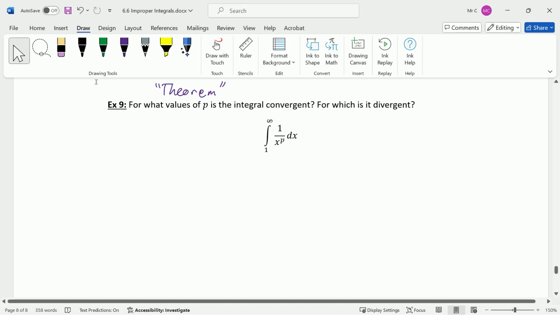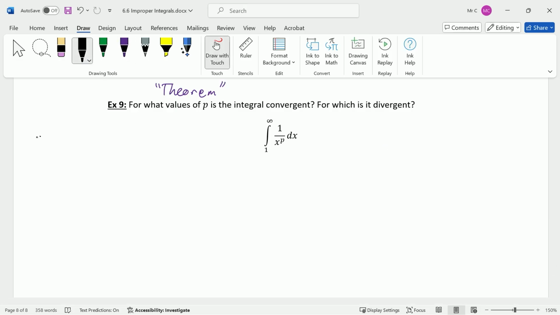So we have to break this up into cases. The first case we're going to consider is p equals 1. And the reason we have to break that case out is because we know that when p is anything other than 1 here, we would use our power rule for antiderivatives. But when p is 1, this is the function 1 over x, and that antiderivative is ln of the absolute value of x. So we have to treat that case separately.